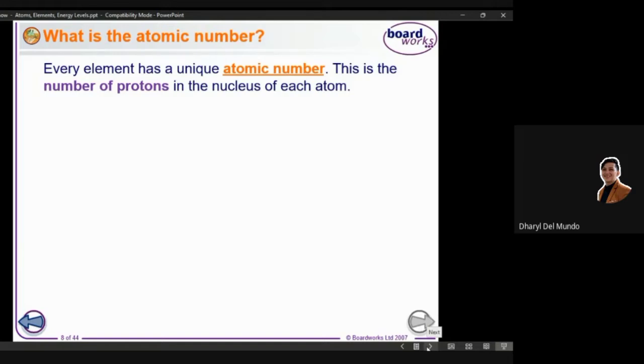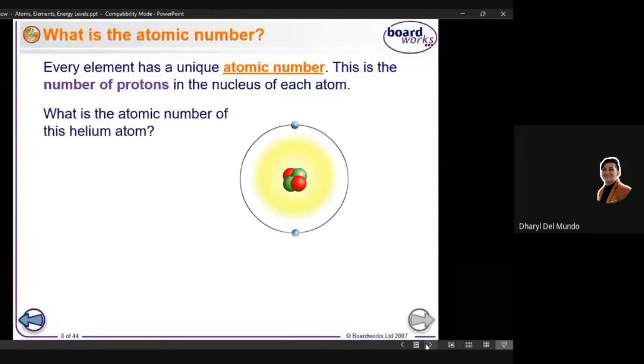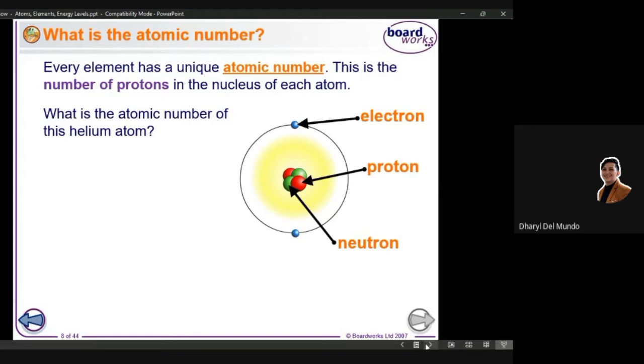Am I clear? If hydrogen has atomic number one, in a neutral atom it has one proton, and it also has one electron. Now, what is the atomic number of this helium atom? Since hydrogen is 1, therefore helium is 2. So the atomic number of helium is 2. The proton is 2 as well, the neutron is 2 as well, and the electron is 2 as well. So this is a neutral helium atom.